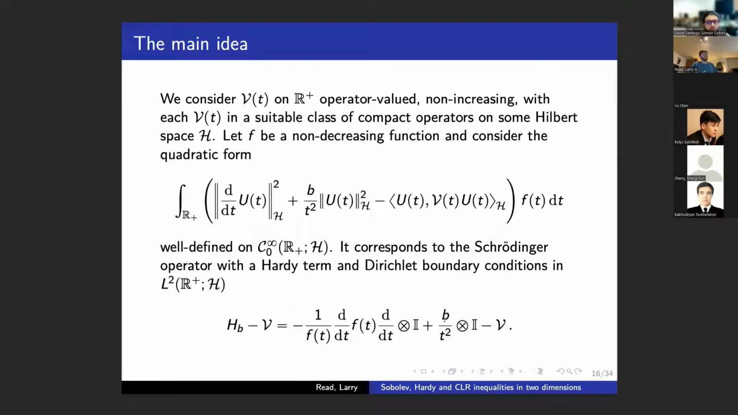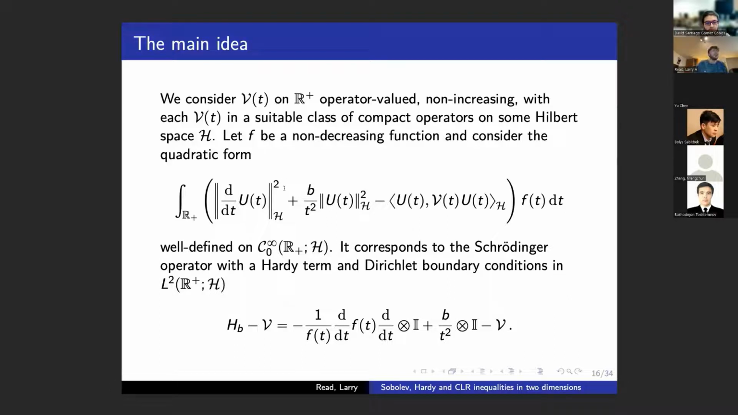So the main idea of our work is this. You consider V some operator valued potential that's non-increasing, in the sense of quadratic form, since it's operator valued, and we can assume that at every point it's in some suitable class of compact operators on some Hilbert space H. Then we consider some weighting F, that is some non-decreasing function, and we consider the following quadratic form with some Hardy term B.